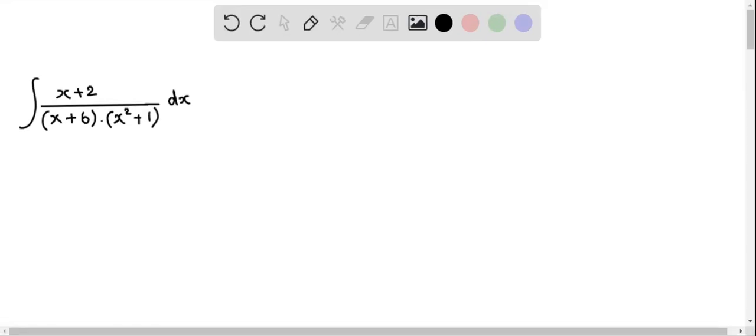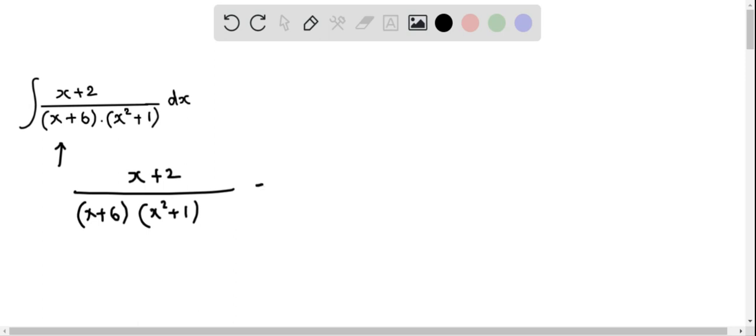We now evaluate this integral using the partial fraction decomposition method. So first, I'm going to rewrite the expression inside the integral in terms of partial fraction decomposition. That is, we have this expression x plus 2 over x plus 6 times x squared plus 1.